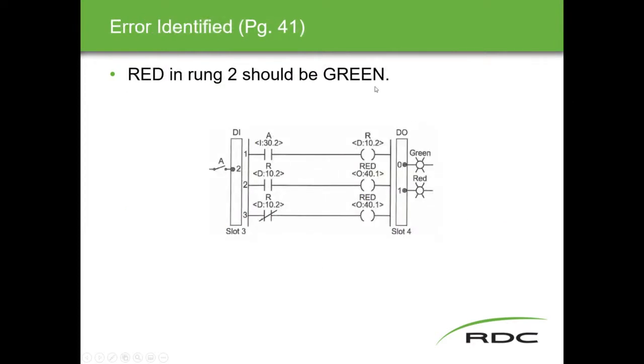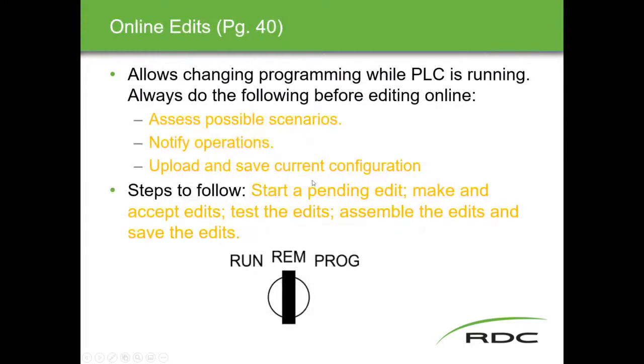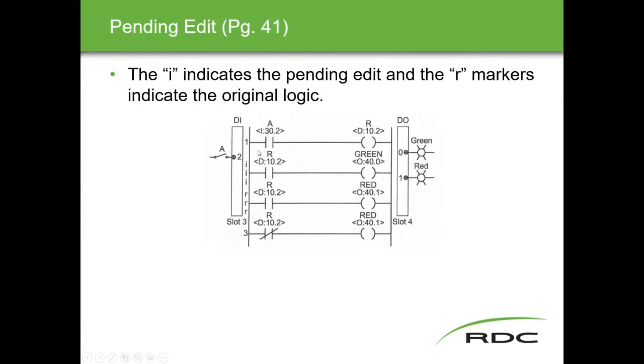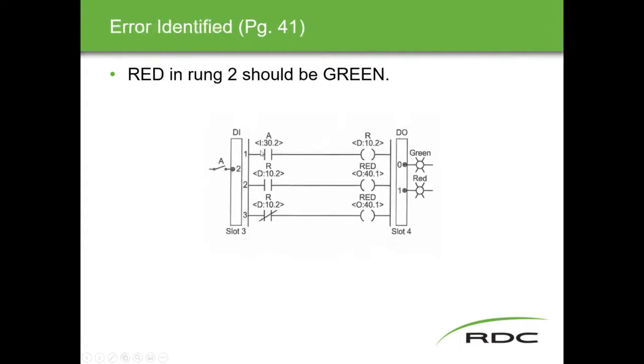Okay, so when we decide that we're going to do it, we're going to say start a pending edit. So I'm going to go in there. I'm in the program. I'll click on a rung. Oh, look at that. Okay, that's kind of cool. Okay, so I'm sitting here, and it says here red and rung two should be green. Okay, so I've got a problem. I've got to fix it.